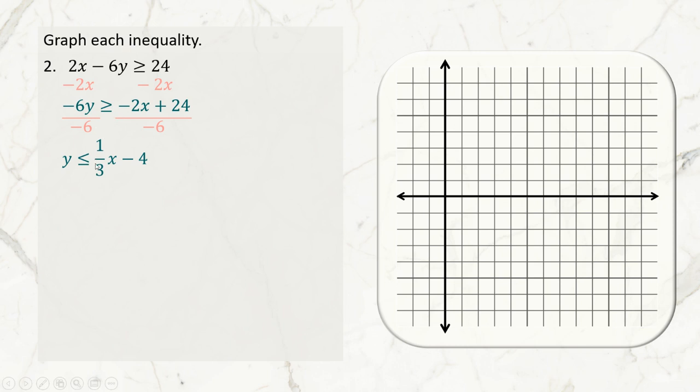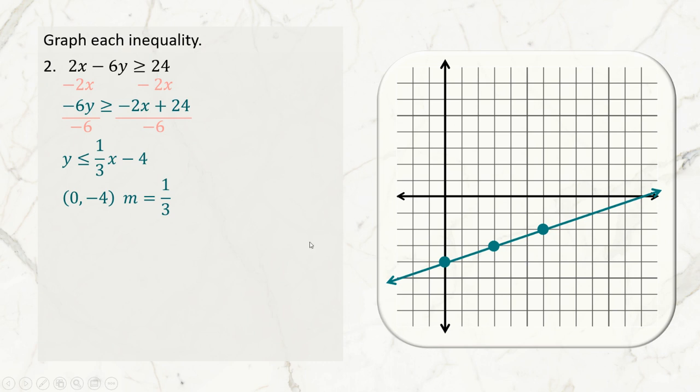And now we pick a point to test. Or let's graph those points first, sorry. So our important points are 0, -4, and 1/3, our y-intercept and our slope. Let's plot our y-intercept, 0, -4. Our slope is 1/3. We're going to go up 1, right 3. Up 1, right 3. And you guys can keep going. Up 1, right 3. And our line is going to be solid because it's less than or equal to. Remember, less than or equal to or greater than or equal to, solid line.